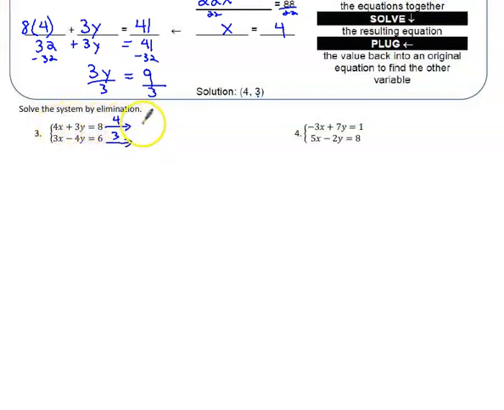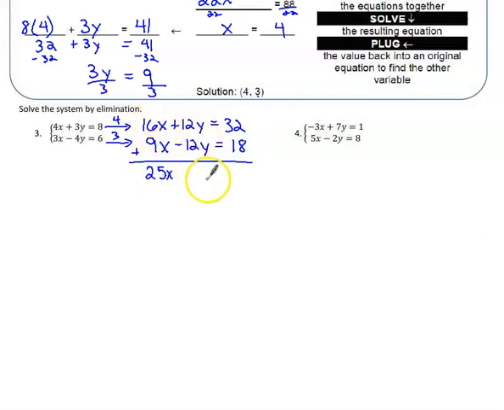So everything on the top row gets multiplied by 4. So that becomes 16x plus 12y equals, don't forget to multiply the other side, which is 32. And the second row, multiplying by 3, would be 9x minus 12y equals 18. And now I can add these two rows together. 16x plus 9x is 25x. My y's go to 0, and 32 plus 18 is 50. Divide both sides by 25, and you get x equals 2.